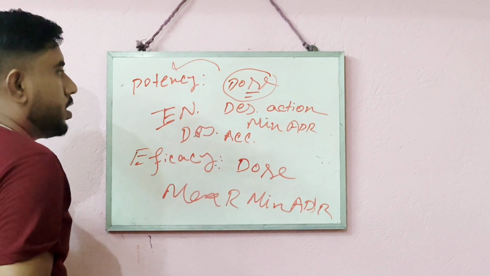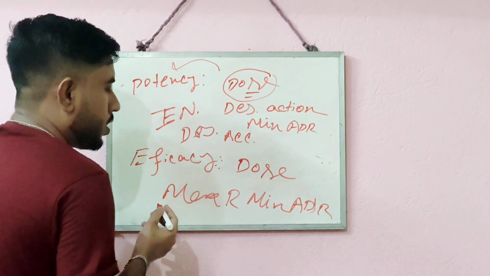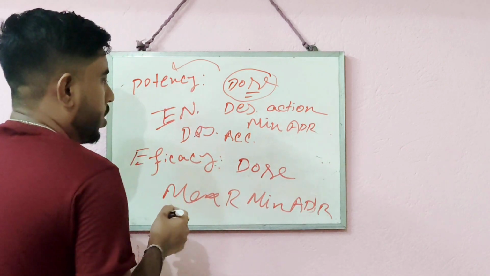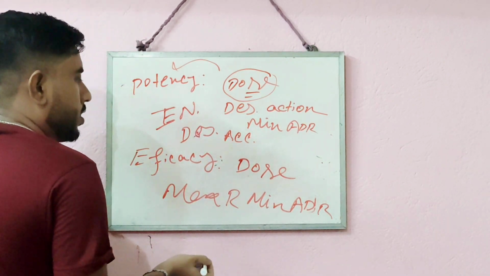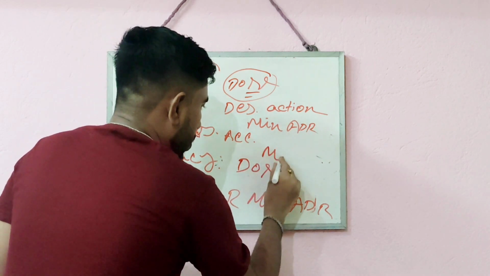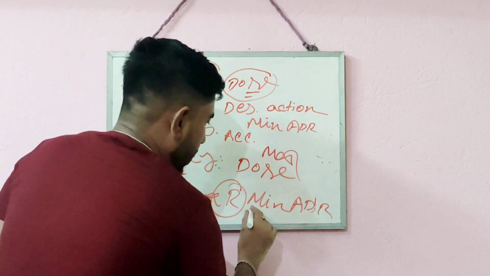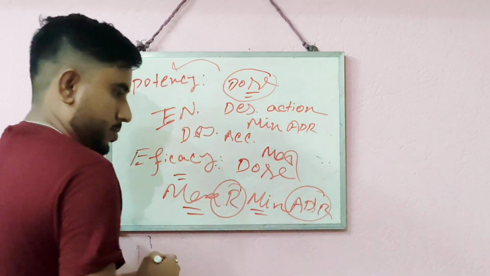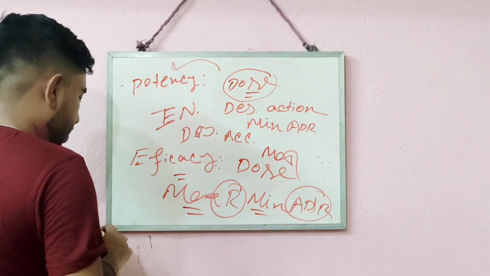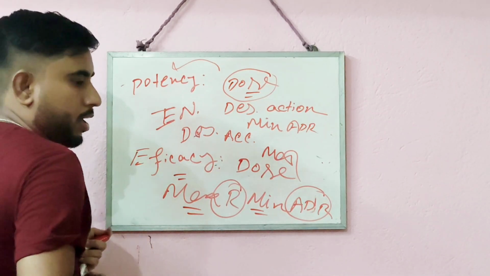Potency means the dose that a drug requires in minimum quantity to show its acceptable or desirable or therapeutic effect, and efficacy is the maximum dose at which the drug is having maximum response and minimum adverse drug reaction. So by that you can easily understand the difference between potency and efficacy.